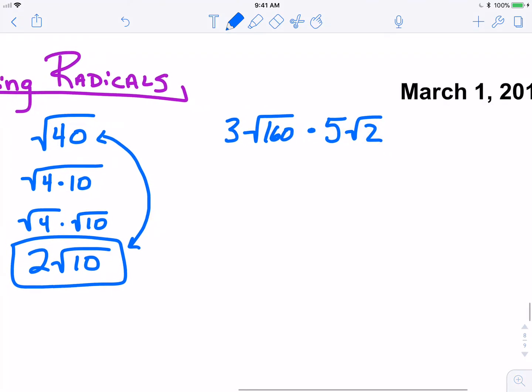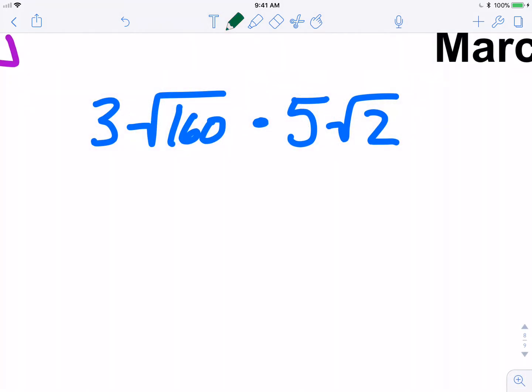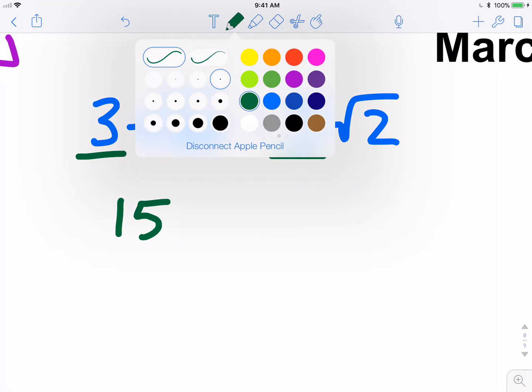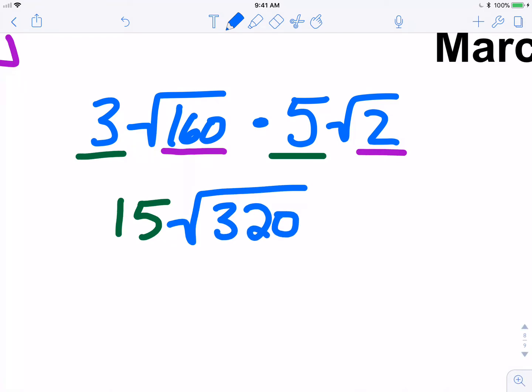And now, where we got up to, we talked about multiplying and dividing radicals. A simple way of thinking about this is multiplying just the numbers out front. So multiplying 3 times 5 to give you a new coefficient, if we want to call it that. And if we utilize what we talked about in the previous problem, you're allowed to multiply radicands, the numbers under the radical, to get a new radicand. And 160 times 2 is going to be 320. We're doing the reverse of what we did in the last problem where we factored it. We're now multiplying it to give us a new radical.